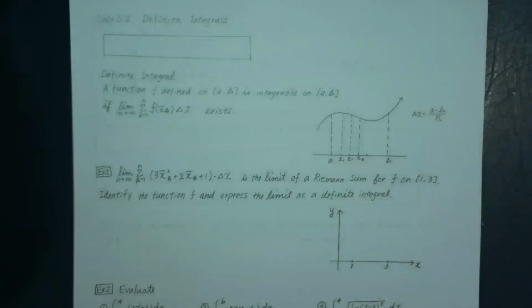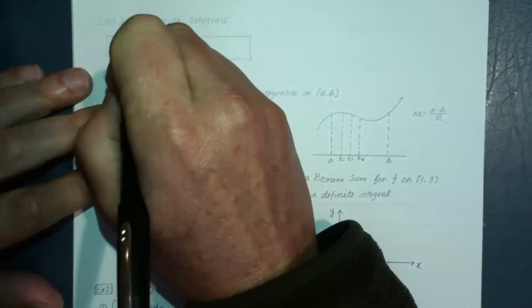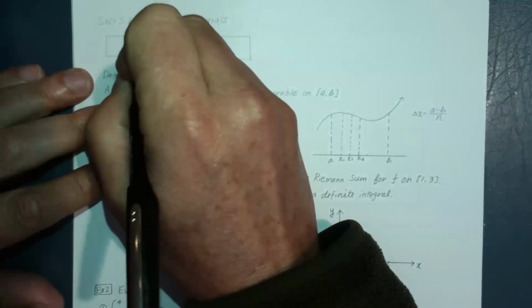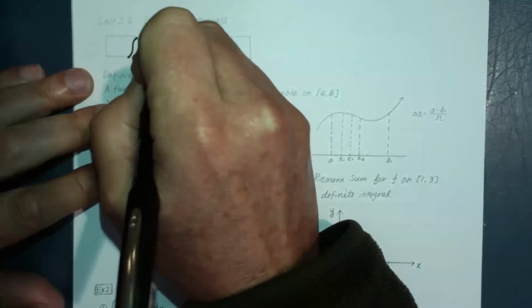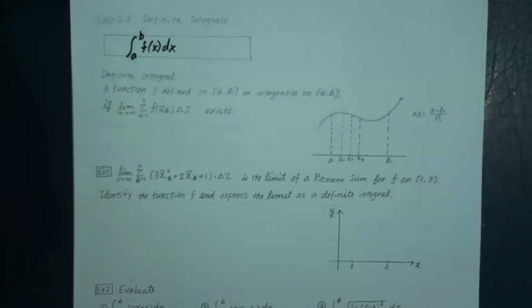Welcome back. We're continuing our journey in chapter 5 here, and here's an introduction to a definite integral. And these are definitely very, very useful. A definite integral looks like this. We would say that this is an integral of f of x from a to b dx. Now, our dx comes from our delta x, and we're going to make that connection here in just a moment.